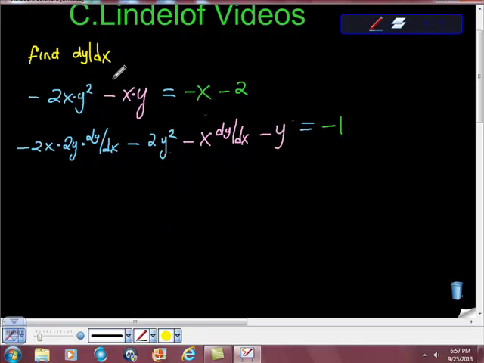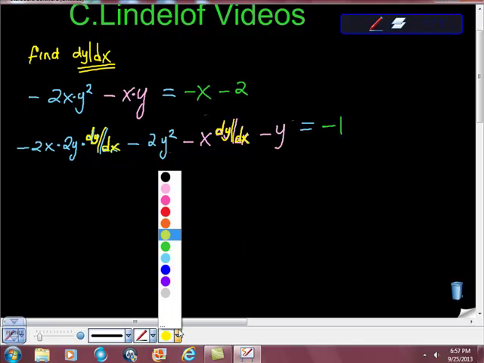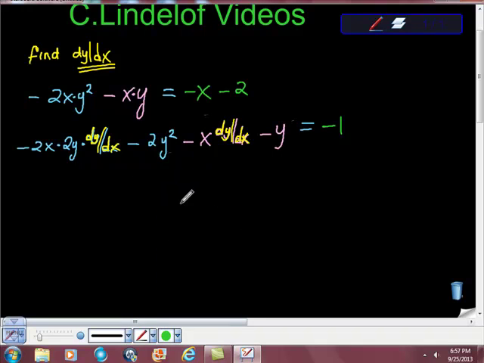So remember that we're asked to find this dy/dx. So here's dy/dx here. Here's dy/dx here. That means they share a factor of dy/dx. So what I'm going to do is everything that doesn't have a dy/dx, I'm going to move it to the right-hand side of the equation. So that's what I'm going to do now.